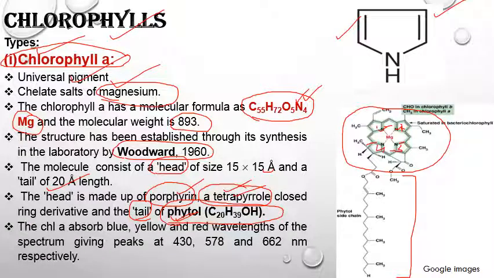The chlorophyll A absorb blue, yellow, and red wavelengths of light and gives its peaks at 430, 578, and 662 nanometer respectively in the spectrophotometer. So this pigment is able to absorb these wavelengths of light.